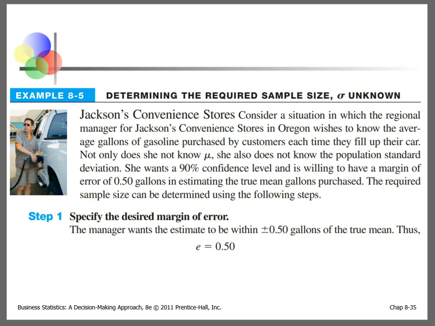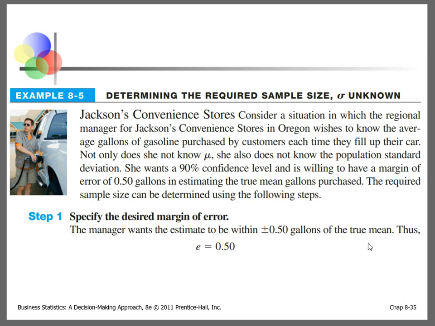Jackson's Convenience Stores. Consider a situation in which the regional manager for Jackson's Convenience Stores in Oregon wishes to know the average gallons of gasoline purchased by customers each time they fill up their car. Not only does she not know the population mean, she also does not know the population standard deviation. She wants a 90% confidence level and is willing to have a margin of error of 0.5 gallons in estimating the true mean gallons purchased. The required sample size can be determined using the following steps.